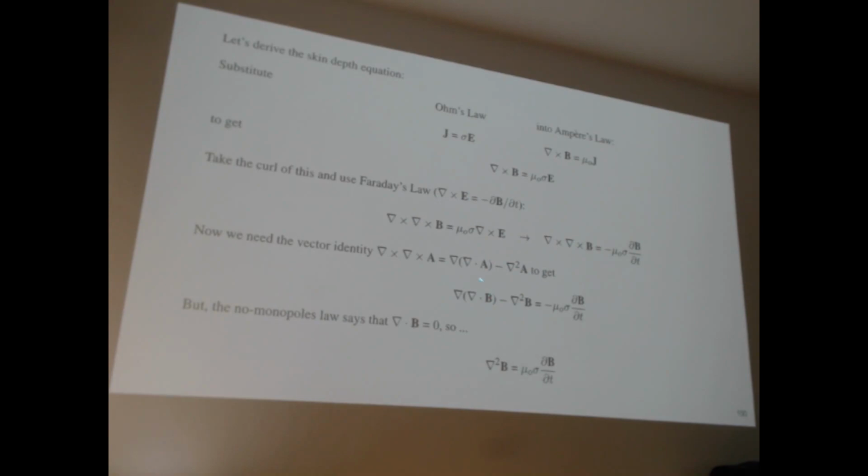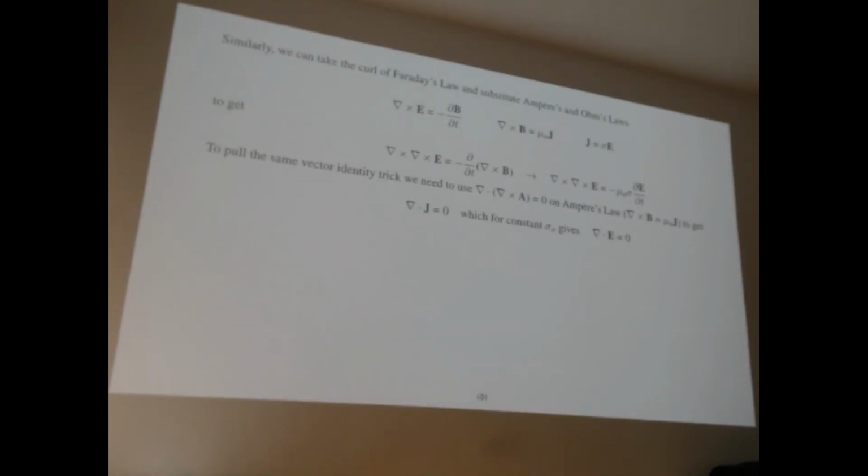I substitute this. And then Gauss's no monopoles law says that the divergence of B is 0. So this becomes del squared B is equal to mu naught times conductivity times the time derivative of B. That is a diffusion equation. That's the same as a heat flow equation. Okay. I can do the same thing for E.